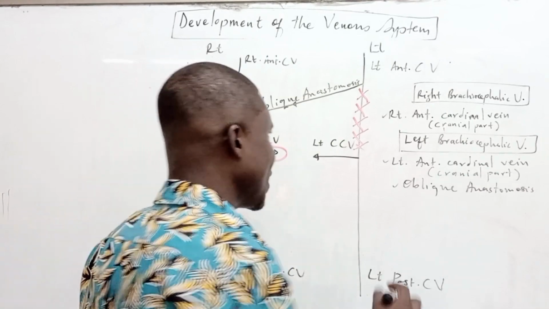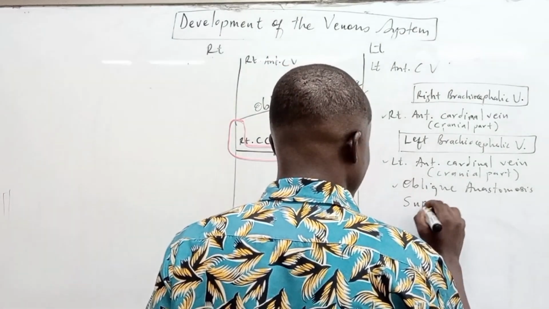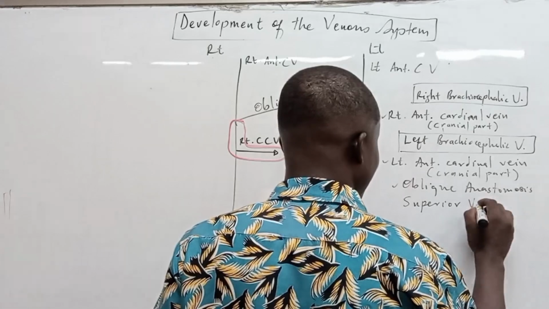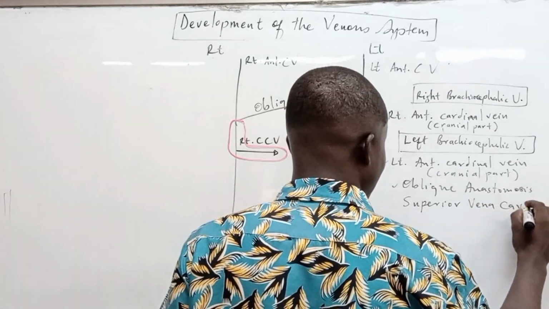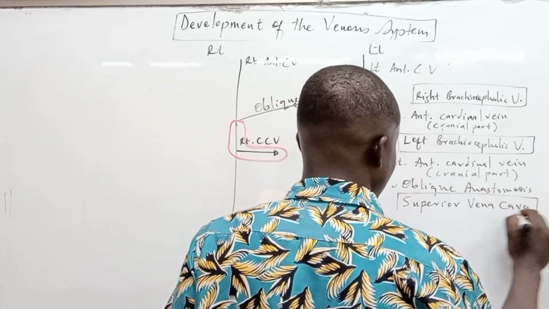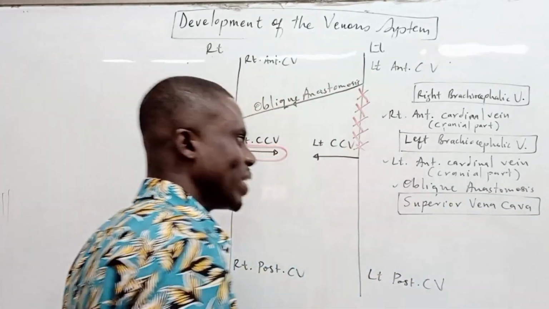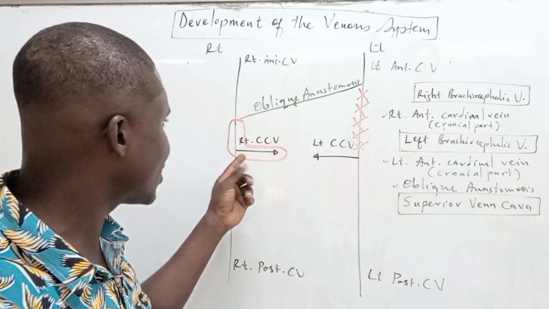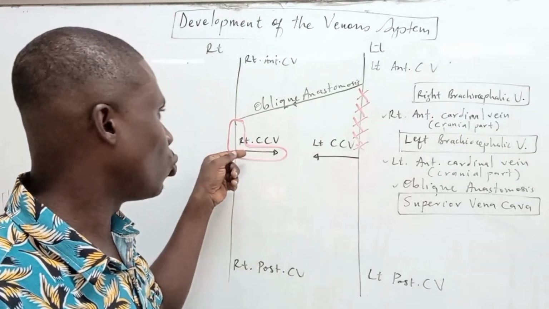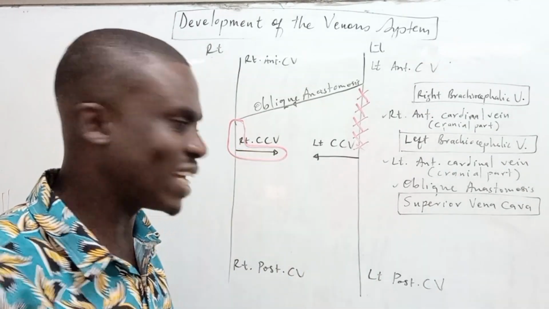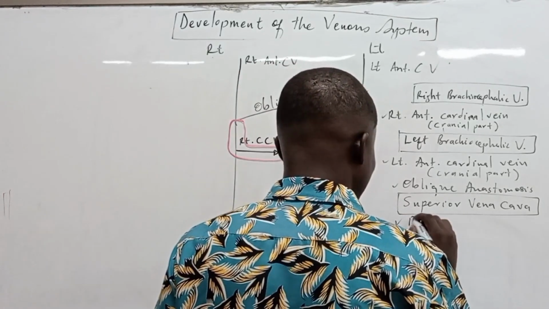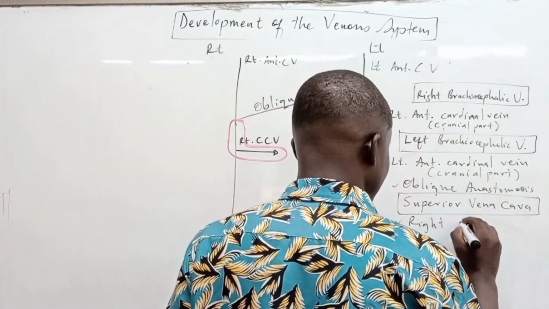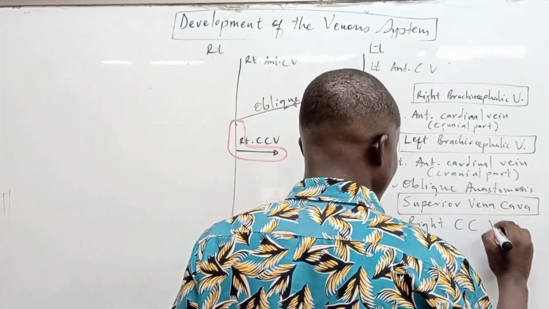So my friends, superior vena cava, what will be forming this superior vena cava? So what is over here? The first thing that everyone is aware of over here will be the right common cardinal vein. So the first one, right common cardinal vein.